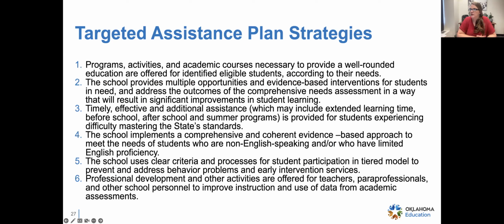So multiple opportunities and evidence-based interventions for students that are in need; timely, effective, and additional assistance is provided. You have a comprehensive and coherent evidence-based approach to meet students' needs. You have clear criteria and processes for student participation, and professional development and other activities are offered to teachers. So the criteria is the same, the focus is a little bit different. Okay, are there any questions right now about the plan strategies?